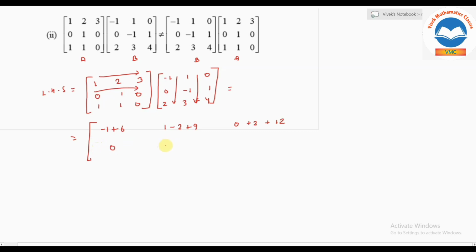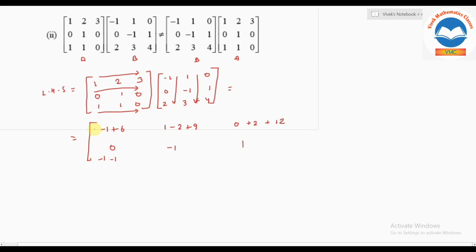Next thing, we will multiply second row, second column. So 0 into 1 will be 0, 1 into minus 1 will be minus 1, and 0 into 3 will be 0. Next, second row, third column, 0 into 0 will be 0, 1 into 1 will be 1, 0 into 4 will be 0. Next, third row and first column will multiply. This is our third row, multiply with first column.